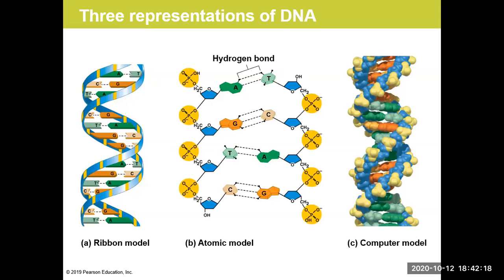On the left side is a ribbon-like diagram showing you the DNA structure. In the middle is a more precise chemical atomic model of the DNA showing you the hydrogen bonds, while on the right is a computer-generated model.